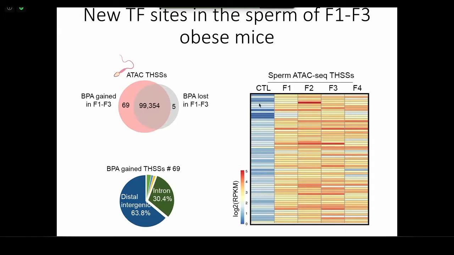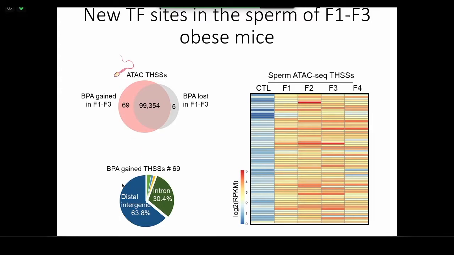Now, you remember that the weight increased up to F4 and then it started decreasing. So now if we require that these sites are not present in control and they are present in the F1 to F4 generation, we find 69 sites.